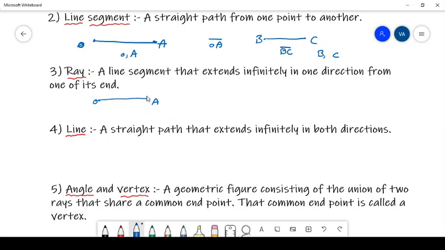Suppose it extends on the A side, with an arrow mark, that is extending infinitely. OA is extending to the A side. So this is OA ray, denoted by this symbol. This is the symbol of ray. This is the OA ray, and this line segment is extending infinitely in one direction. That direction is A, so it extends to the A side.